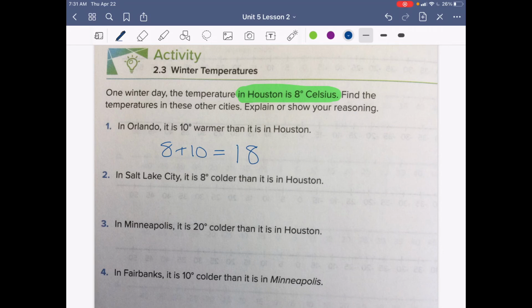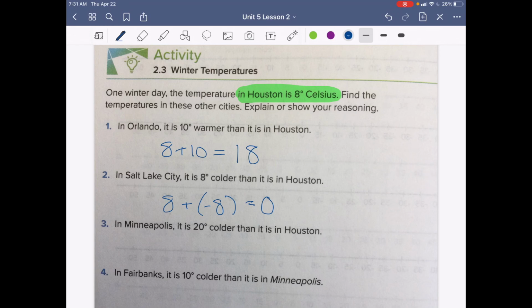In Salt Lake City, it is 8 degrees colder than it is in Houston. And we're still writing addition sentences. So we would have 8 degrees plus -8 because it's colder. And those two numbers cancel each other out. So it would be 0 degrees in Salt Lake City. So it's really cold down in Salt Lake City.